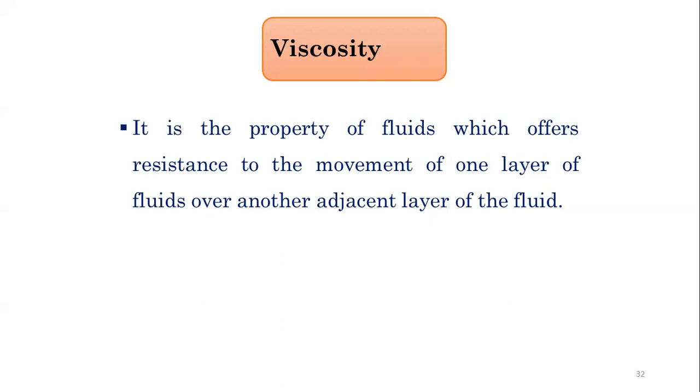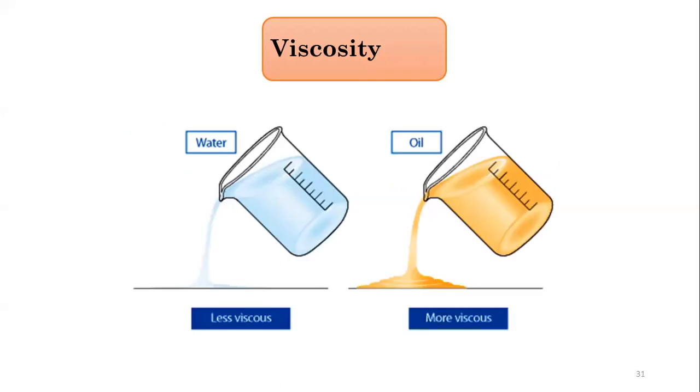Suppose if you see here, water flows very easily, because there is less viscosity, nothing but between two layers of water the shear stress will be very less. So the water will flow a little bit faster. That's why, if you see this image, this is a less viscous fluid. Water will be less viscous.